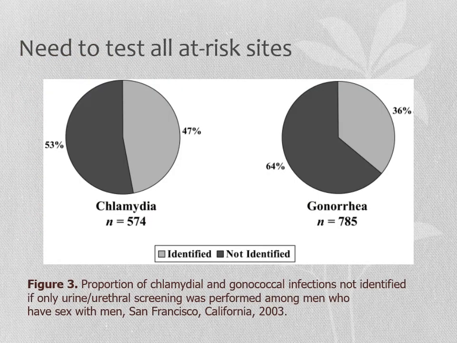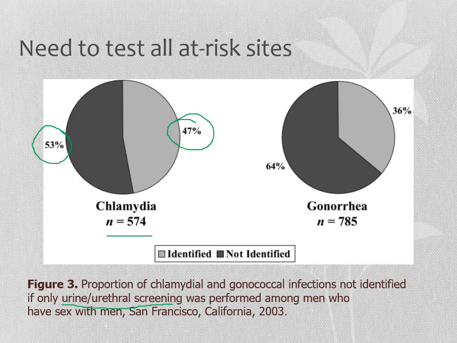In fact, they did a study at an STD clinic in San Francisco. And so what we're looking at here, these little pie charts. On the left-hand side, they looked at cases of chlamydia that were diagnosed in their clinic. So of all the 574 cases that they diagnosed during the period of this study, 47% of them were identified because they had a urine test done. 53% of them had rectal chlamydia that would have been missed if they had only done a urine test.